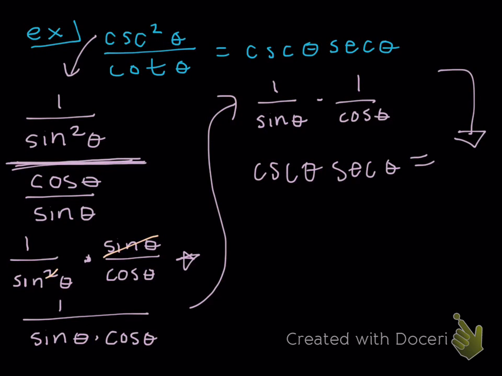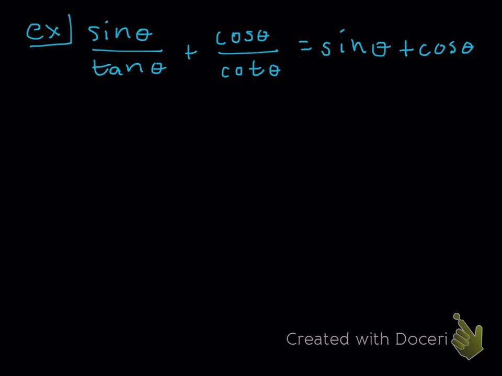All right, so one more example. So this is our last example for today. So I have sine of theta over tangent of theta plus cosine theta over cotangent theta. And I'm trying to prove that this is equal to sine of theta plus cosine theta.